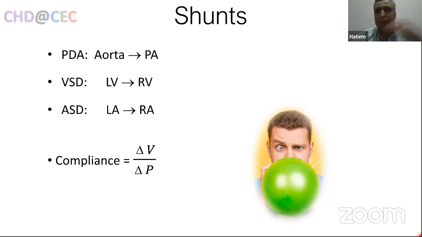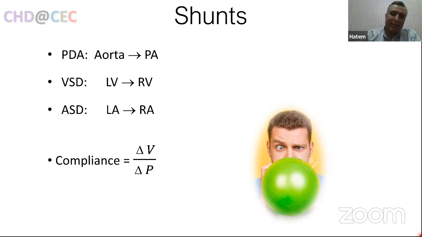So systemic vascular resistance is higher than pulmonary vascular resistance. LV will have to generate high pressure to push the same amount of flow from the left ventricle to the aorta than the right ventricle to the pulmonary. And since the LV systolic pressure is higher than RV systolic pressure, if there is a communication in between, blood will go from high pressure LV to low pressure RV. So flow across VSD is left to right, and it's almost only systolic.